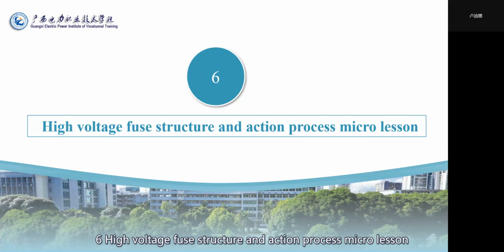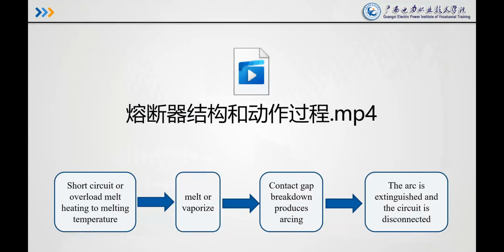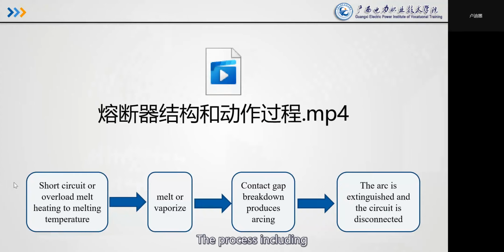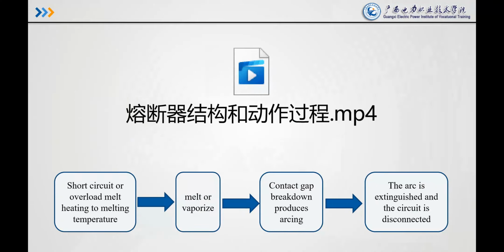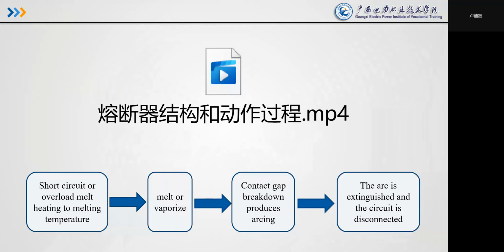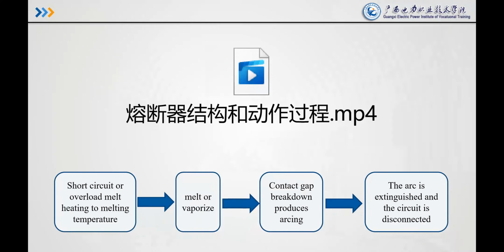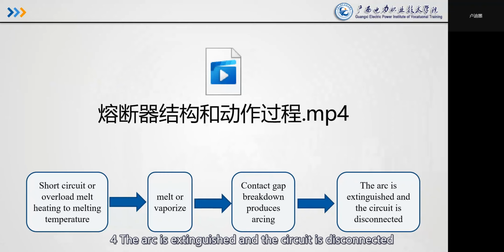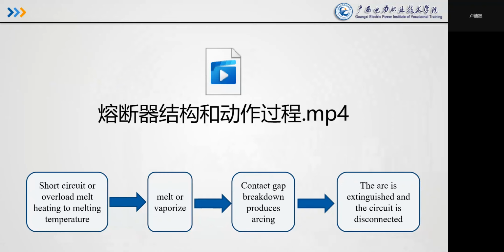6. High voltage fuse structure and action process micro lesson. The process includes: 1. Short circuit or overload heats the melt to melting temperature. 2. The melt fuses. 3. Contact gap breakdown process action. 4. The arc is extinguished and the circuit is disconnected. Let's see.